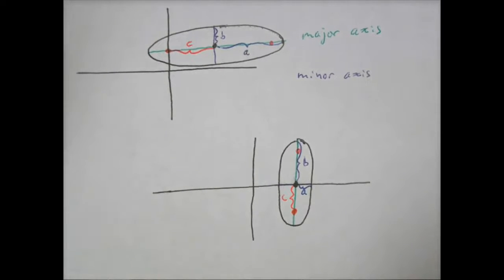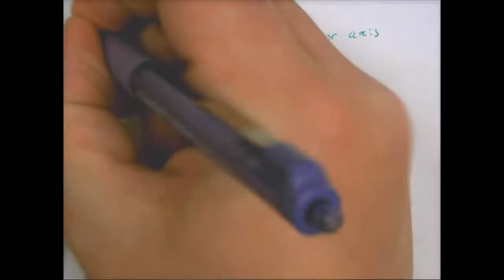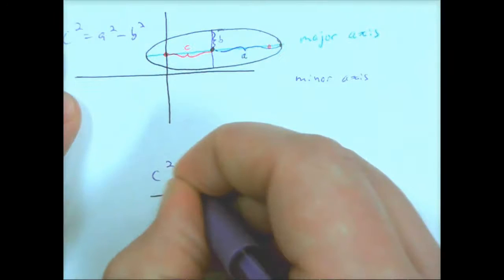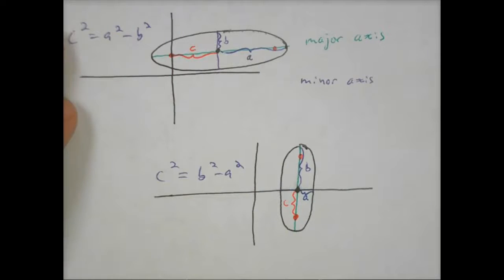A is always your distance in your x direction, b is always the distance in the y direction. And you can find c. In this case it would be c squared equals a squared minus b squared. In this case it would be c squared equals b squared minus a squared. So pretty much just such that you can take the square root of a positive number, which you'll see what I'm talking about in just a second. Let's take a look at one of these things.